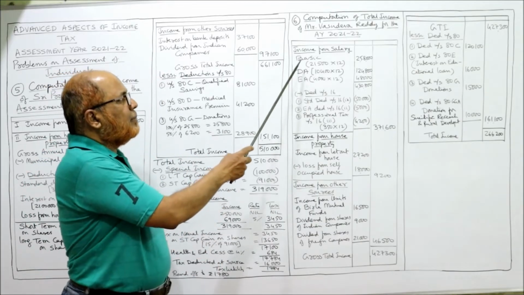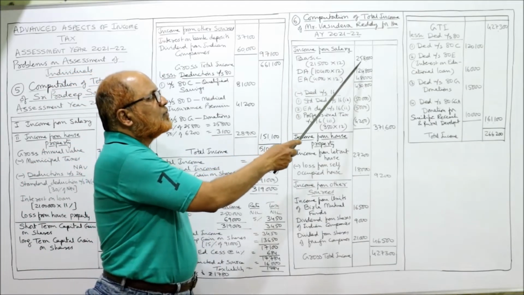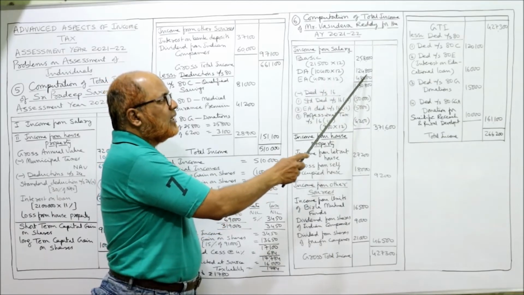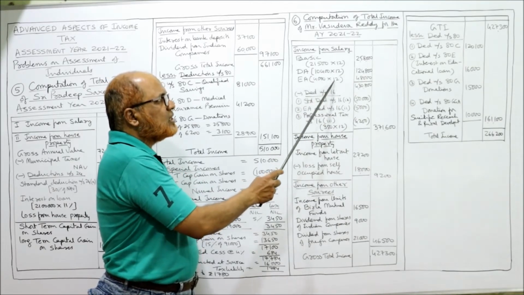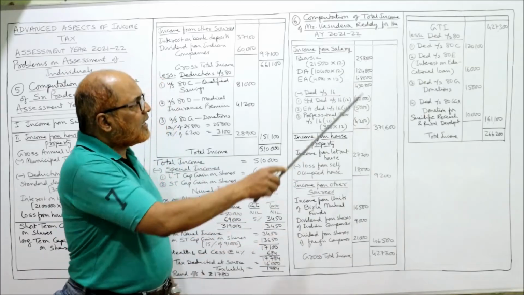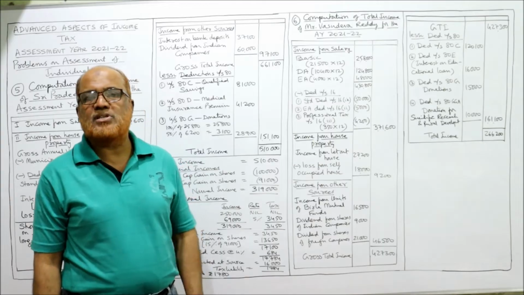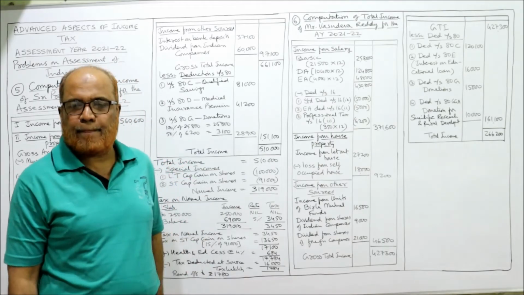So here you can see basic pay 21,500 into 12, 2,58,000. DA 10,400 into 12, 1,24,800. EA 4,000 into 12, 48,000. Take the total of these three, 4,30,800. This is called gross income from salary.